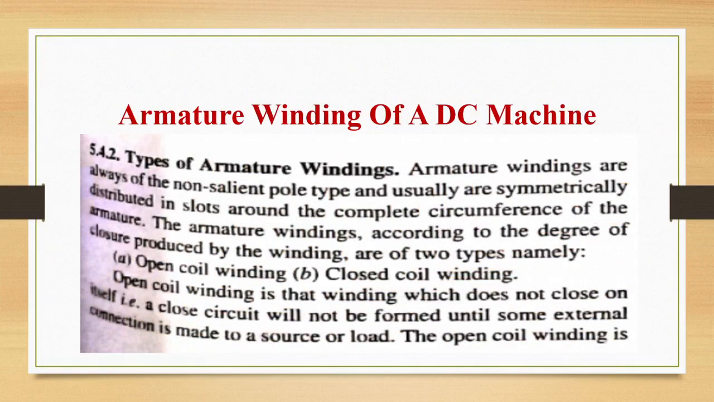Types of armature winding. Armature windings are always of the non-salient pole type, and usually they are symmetrically distributed in slots around the complete circumference of the armature. Armature windings, according to the degree of closure produced by the winding, are of two types: open coil and closed coil. Open coil winding is that winding which does not close on itself, that is, a closed circuit will not be formed until some external connection is made to source or load.